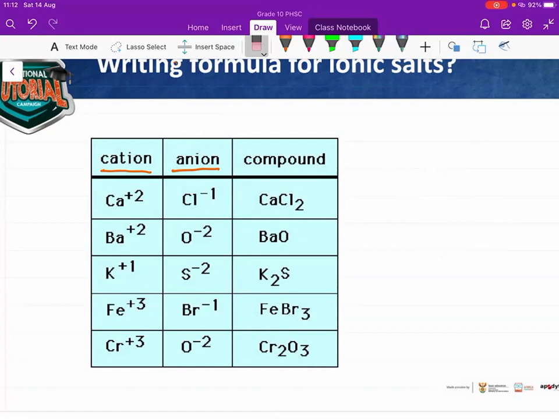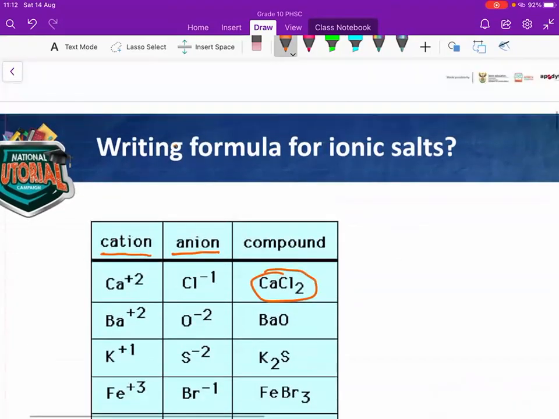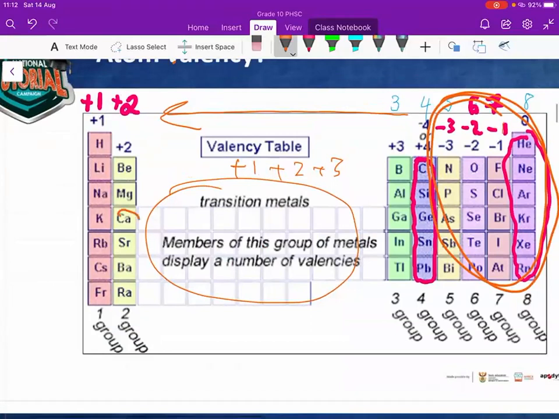So when we need to write a compound, say calcium chloride, I don't tell you what the formula is. You've got to know how to write the formula. So how do you know it's CaCl2? Well, you go to a periodic table, you look for calcium, it's in group 2. That means it has a valency of +2. So calcium is going to be +2.